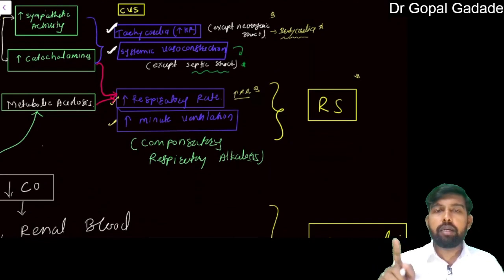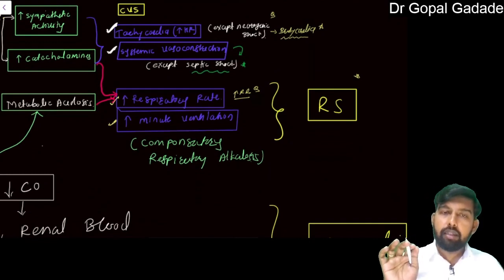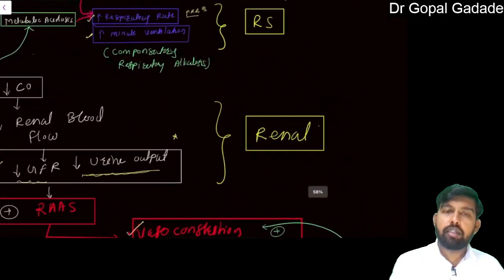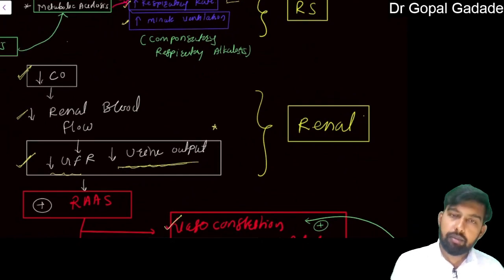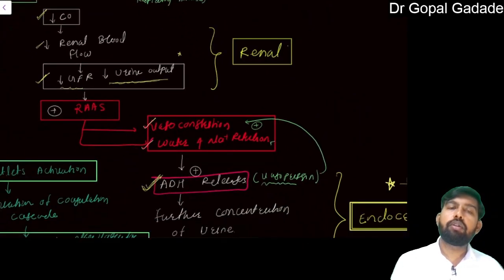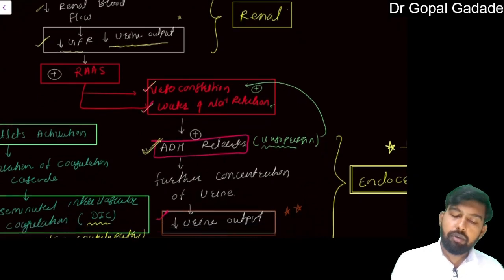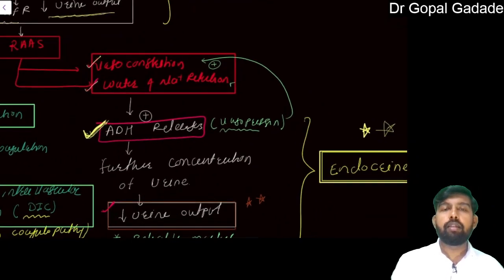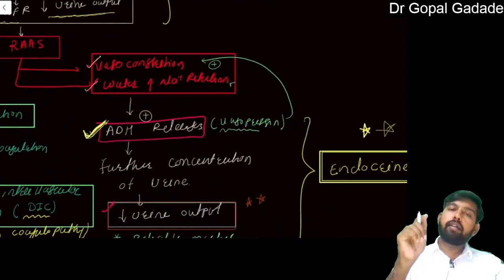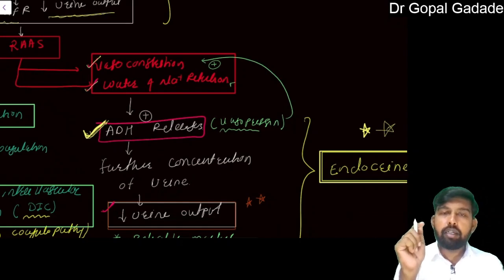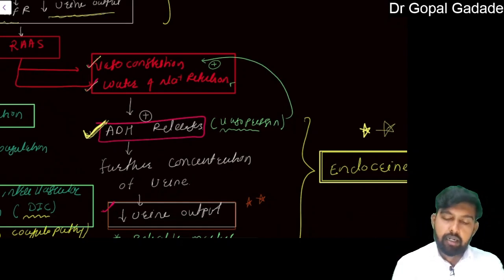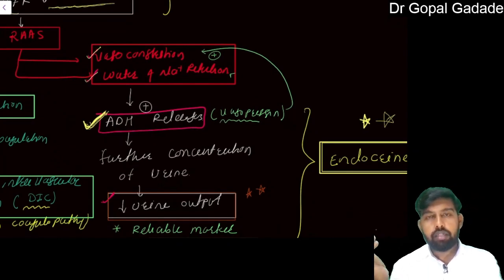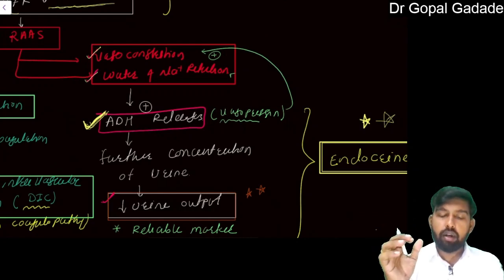The effect on the respiratory system is increased respiratory rate, due to compensatory respiratory alkalosis. The effect on the renal system is decreased GFR and decreased urine output, and the endocrine manifestations are stimulation of the renin-angiotensin system and the stimulation of the ADH, antidiuretic hormone. The antidiuretic hormone is also known as vasopressin, which acts at the distal end of the collecting tubules, and it causes an increased number of aquaporins, which causes further concentration of the urine by absorbing the water.